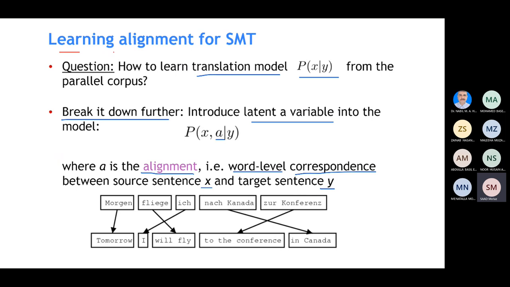So how do we align words for statistical machine translation? We can introduce a latent variable: we need the probability of X and the alignment A given Y. We can do the alignment at the word level, to find the correspondence for every word in the source language to the corresponding target word in the target language. Here you have German and English, and you have the word order problem. It's similar to Arabic, where word order is the opposite of English. That's why the alignment is sometimes so hard.